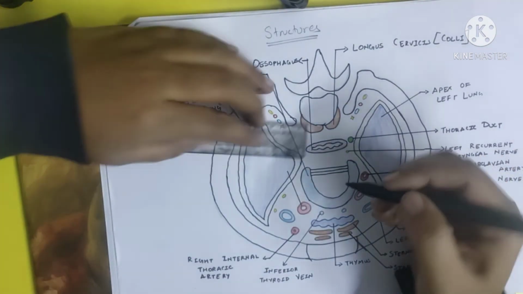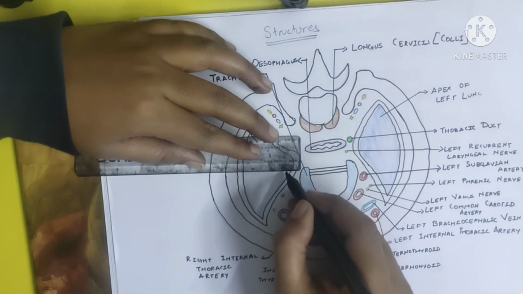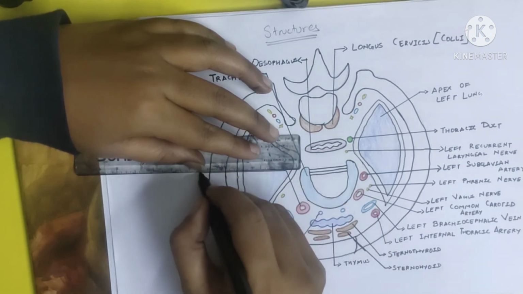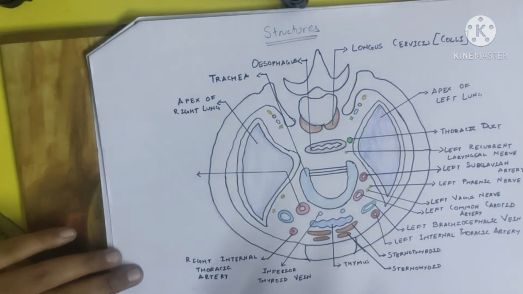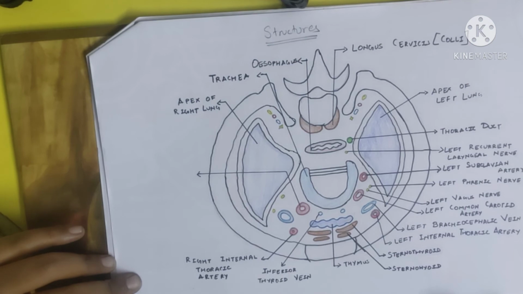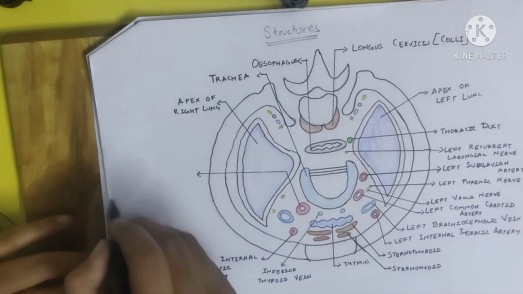You can always mark at angles. Make sure you're not doing curves when you're plotting your marks, because that gives an unclean structure, and that's not very good for getting good marks. This will be your brachiocephalic artery.